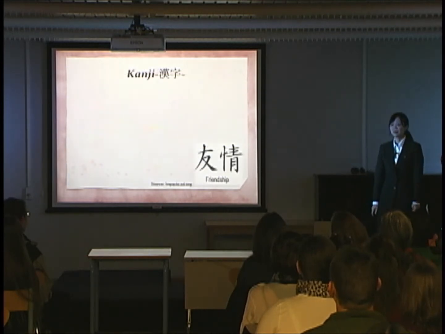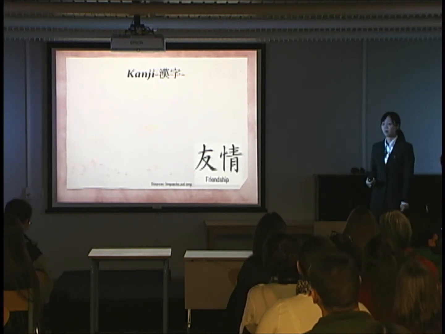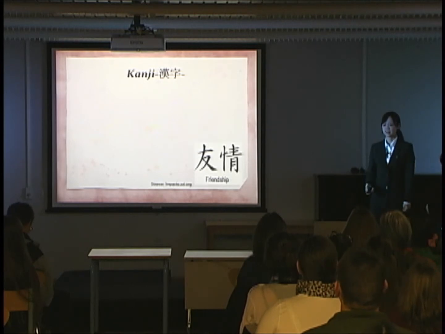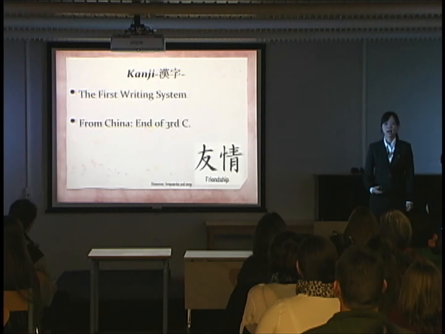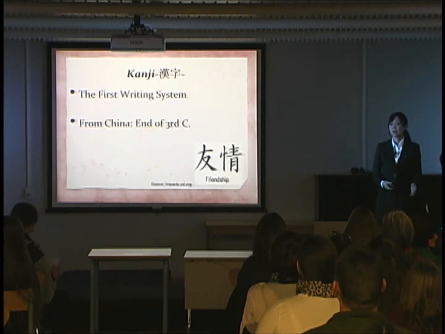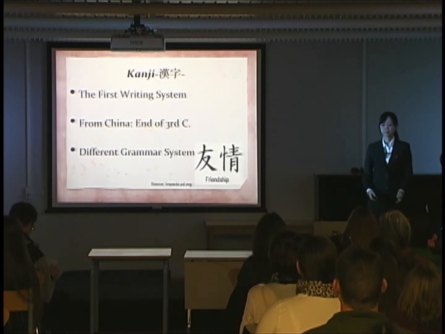Next, I will tell you about the history of writing systems. The first writing system of Japanese language is kanji. Kanji came to Japan from China at the end of 3rd century. At that time, Japan had a relationship with China. China introduced lots of Chinese culture like system of government and economy to Japan.